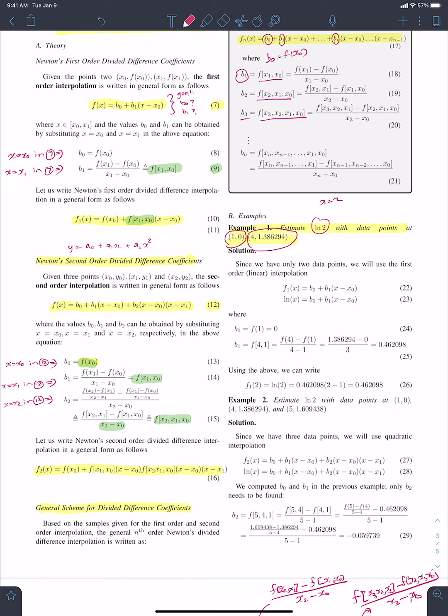So let's write the formula here. f1(x) is b0 plus b1 (x minus x0). That is the general Newton difference formula. We can only go to first order because we only have 2 points. If we had 3 points, in the next example we are going to do second order. So given 2 points, we can only do first order interpolation, where f1(x) approximates ln x.